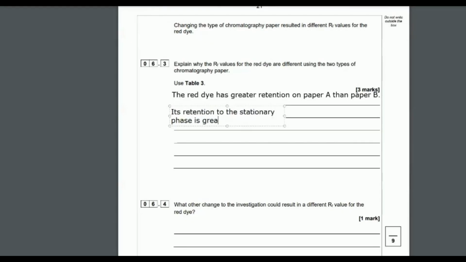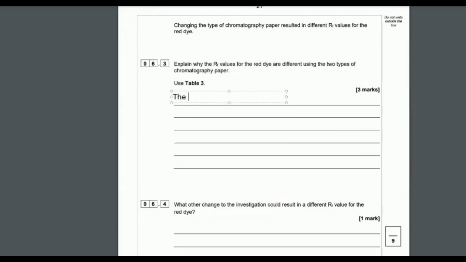And the reason is that with chromatography paper A, the red dye had a greater attraction to the paper or the stationary phase, or we can say it was retained by the paper for a greater length of time than it was with chromatography paper B. So the idea is the red dye is more attracted to the stationary phase with A relative to its attraction with the stationary phase with B. And that's essentially the last mark.